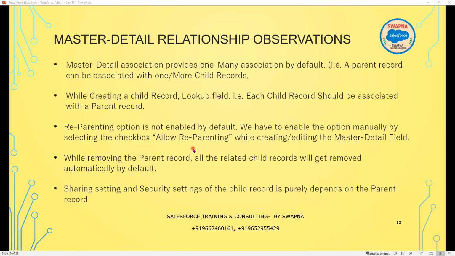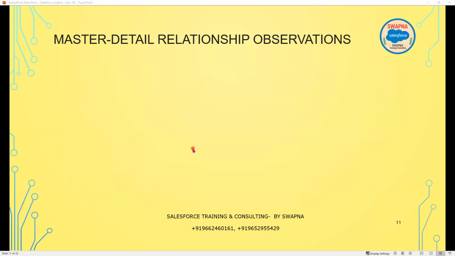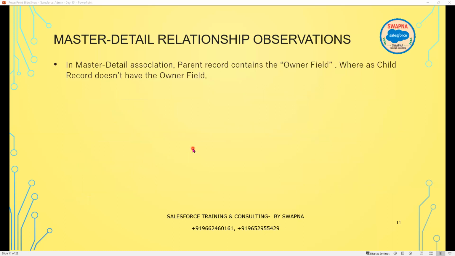A few more observations which we have seen: in master detail association, the parent record contains the owner field, but the child record does not contain the owner field. That means the parent record owner will get the ownership of the child records.